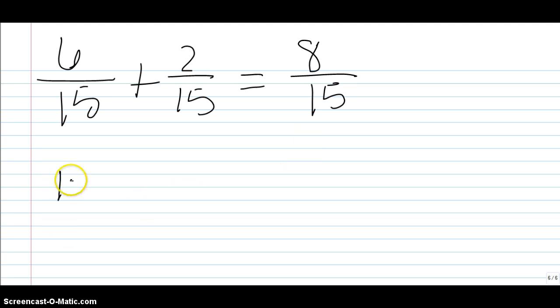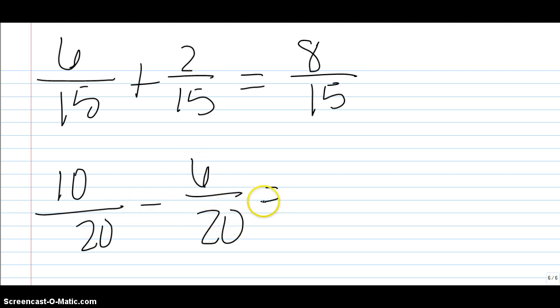Let's say I have 10 over 20 minus 6 over 20. Okay, so let's say that I have these two. Once again, I have my same denominator of 20. So now we can work with what's up top. So 10 minus 6 gives me 4. So now I have 4 over 20.